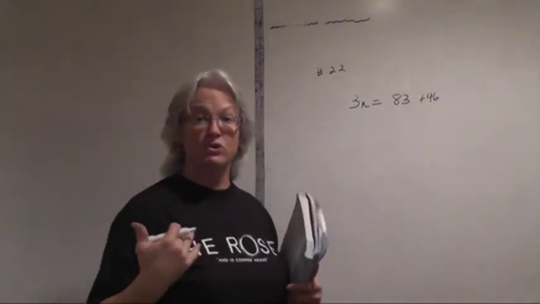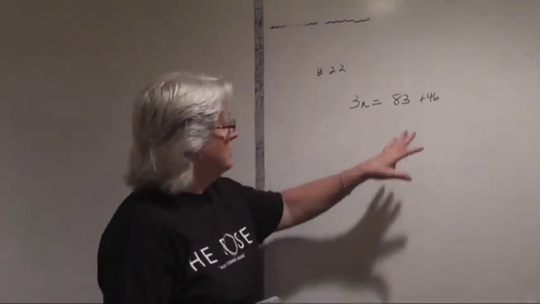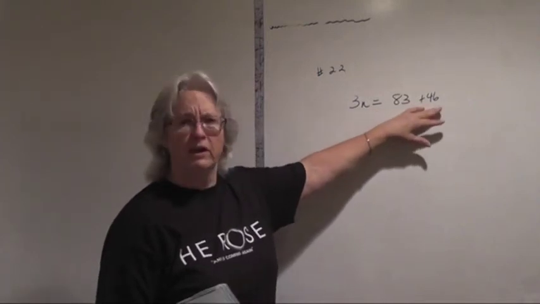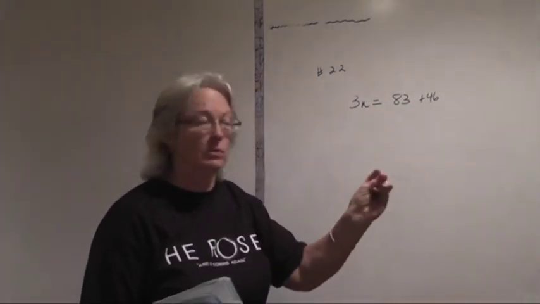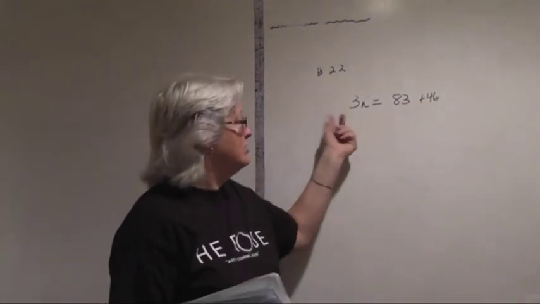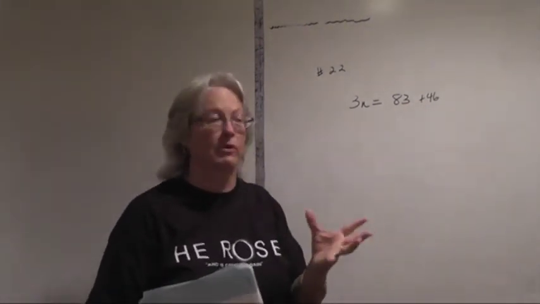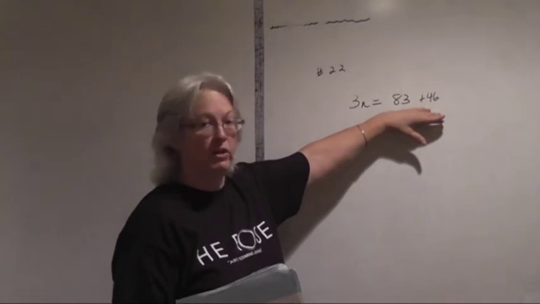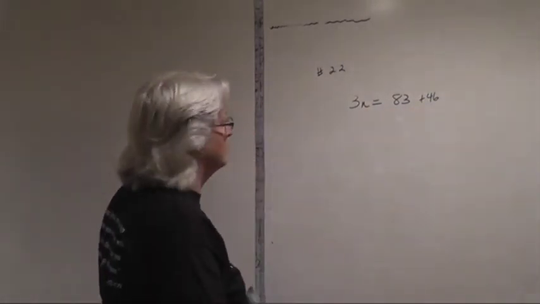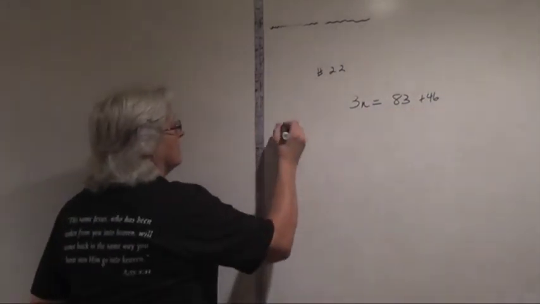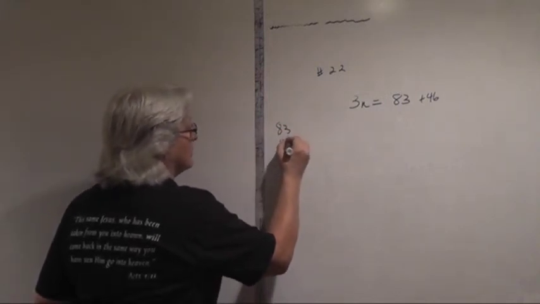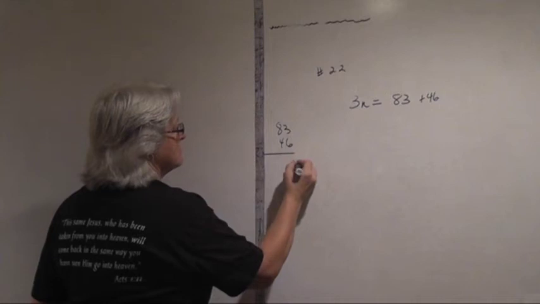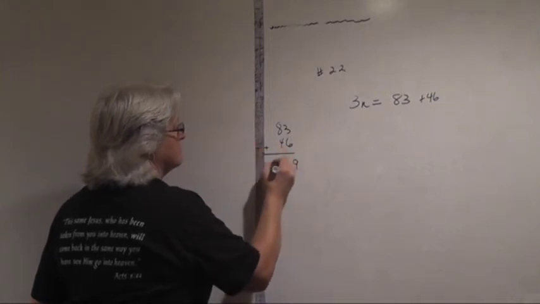When you look at this, what would you think you need to do first? Well, hopefully you would think, oh, I need to add 83 and 46. You do, because you have to combine. You have to do whatever simplification you can do. Perform any operations that are there to be done before you continue. 83 plus 46 is going to be 129. 6 plus 3 is 9. 8 plus 4 is 12.